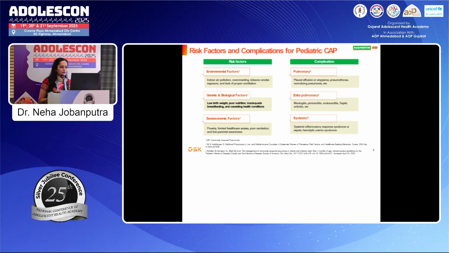Pulmonary, we see pleural effusions and empyemas. Extrapulmonary, there is meningitis, pericarditis, endocarditis, and systemic inflammatory response syndrome, or SIRS, as we usually know, sepsis, and HUS.